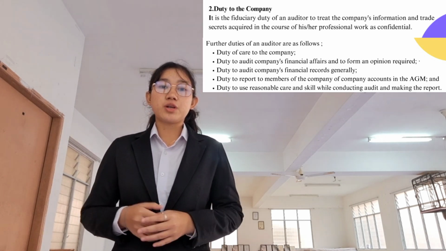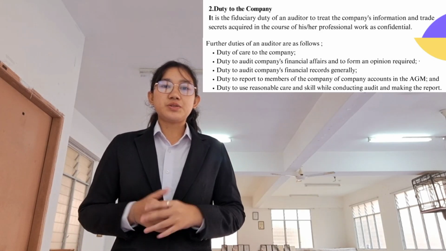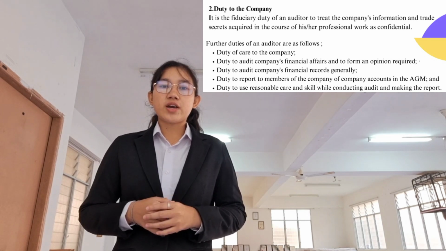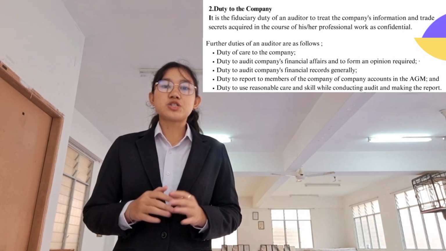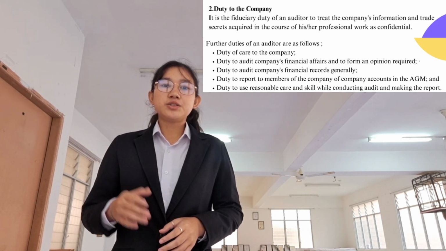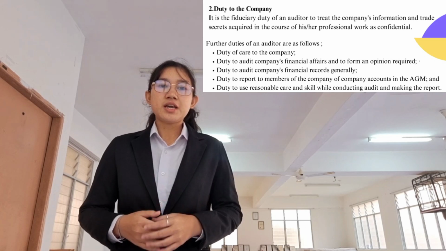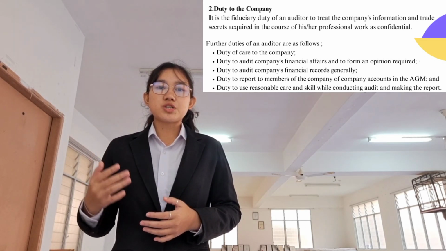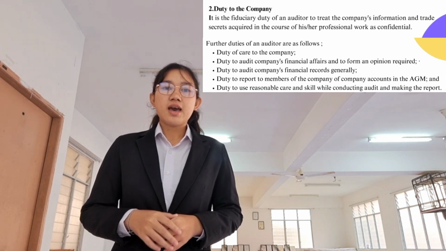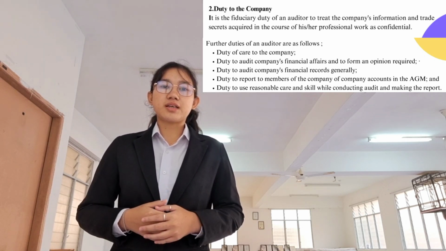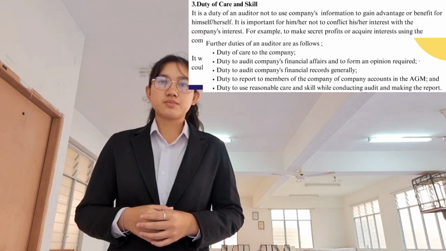The contract between company and auditors denotes several implied duties such as duty of care to the company, duty to audit company financial affairs and to form an opinion required, duty to audit company's financial records generally, duty to report to members of the company accounts in the annual general meeting, and duty to use reasonable care and skill while conducting audit and making the report.